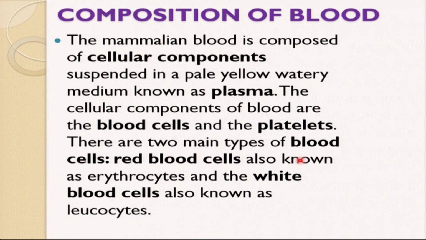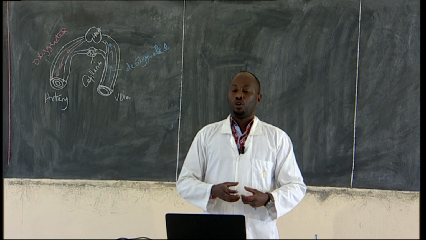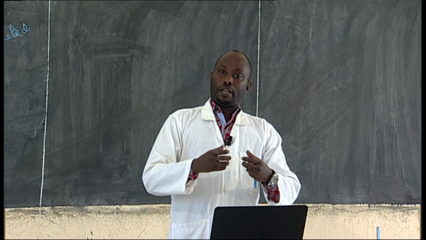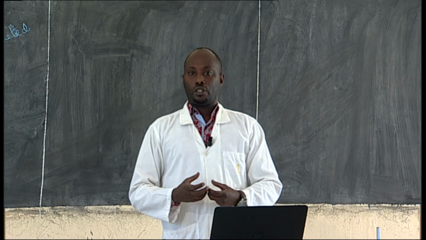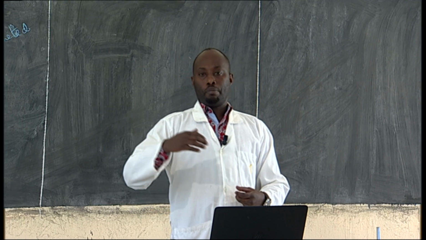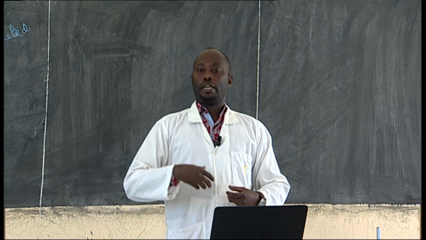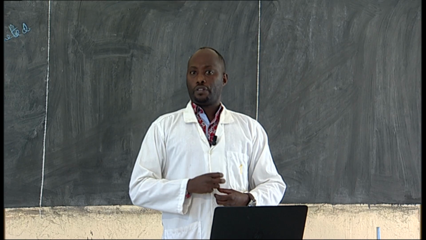So mammalian blood is composed of several components, and these components are suspended in a pale yellow watery medium known as plasma. Our body, students, is made up of plasma because almost 90% of blood is plasma. The remaining 10%, we're going to discuss. It is white blood cells, red blood cells, and even platelets. All three of these components play different functions.